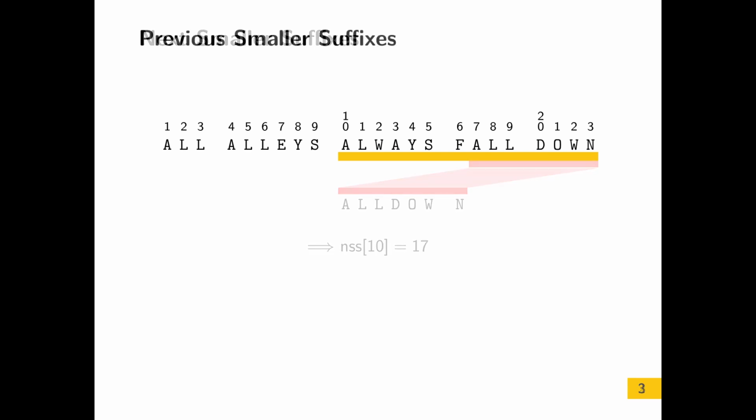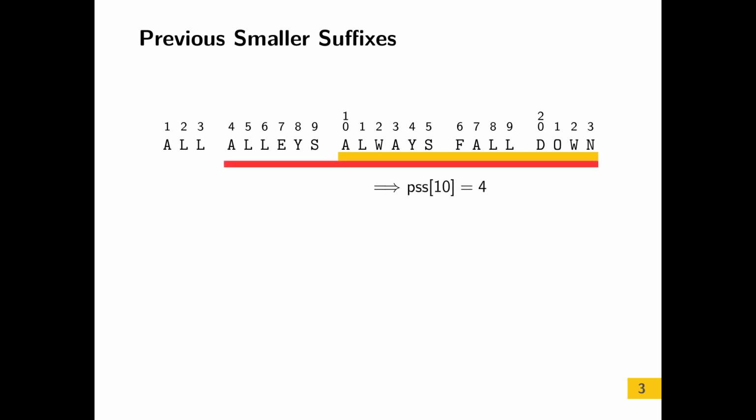Naturally, we might just as well ask for the previous smaller suffix, or short PSS, of suffix 10, which is the closest lexicographically smaller suffix starting before position 10. In our example, the PSS of "always fall down" is the suffix "L's always fall down" at position 4. Being able to quickly identify nearest smaller suffixes can be useful when performing more complex tasks on strings, for example when computing all runs in a string or during suffix sorting.